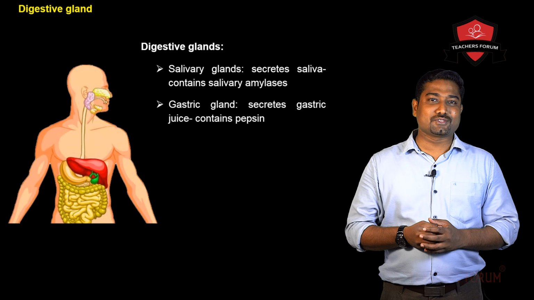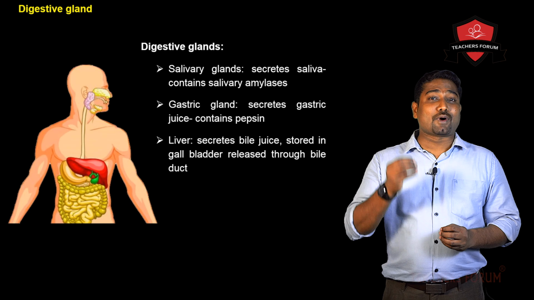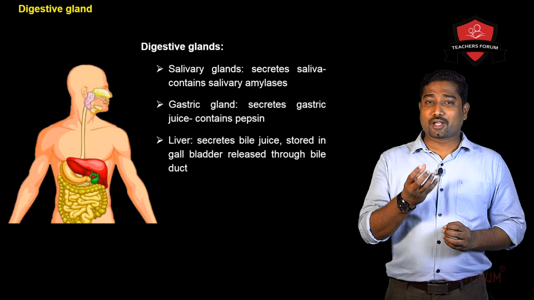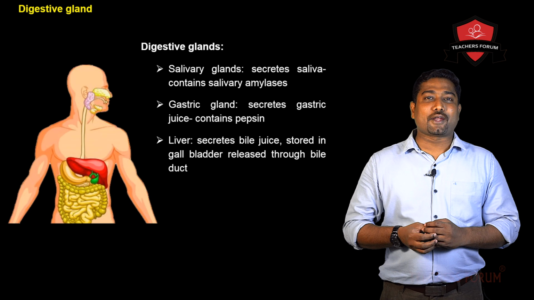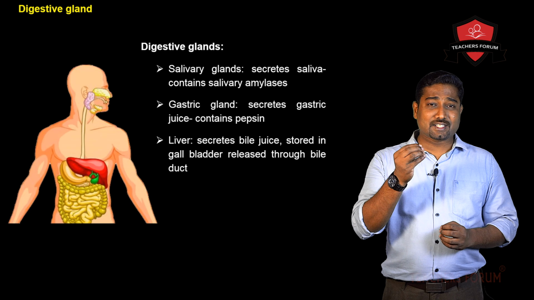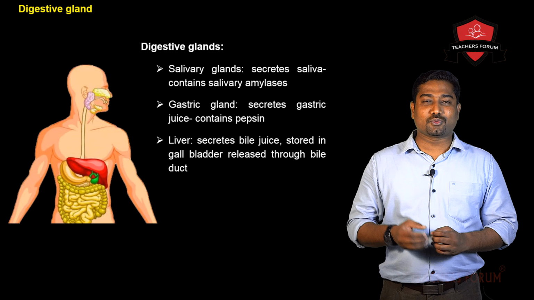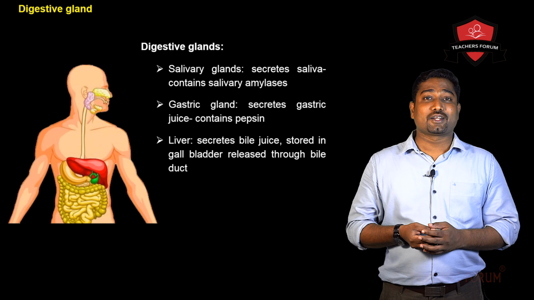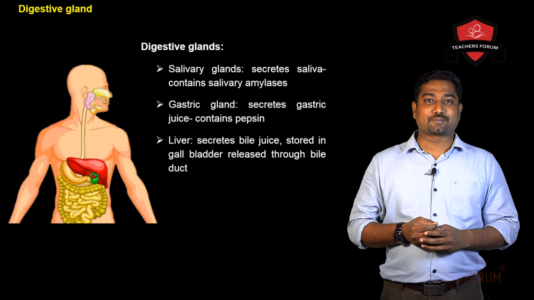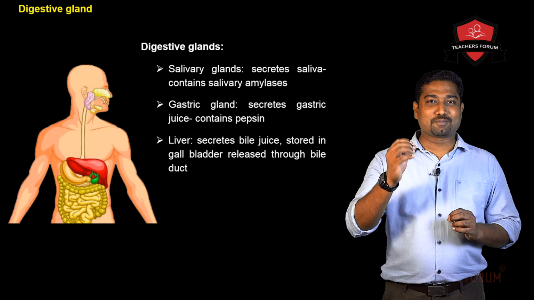Next comes the largest organ, that's the liver. Liver produces a secretion called bile. Bile is stored in a small pocket called the gallbladder. The secretion from the liver is sent to the small intestine through a narrow duct, an opening called the bile duct. There are no enzymes present in the bile juice.